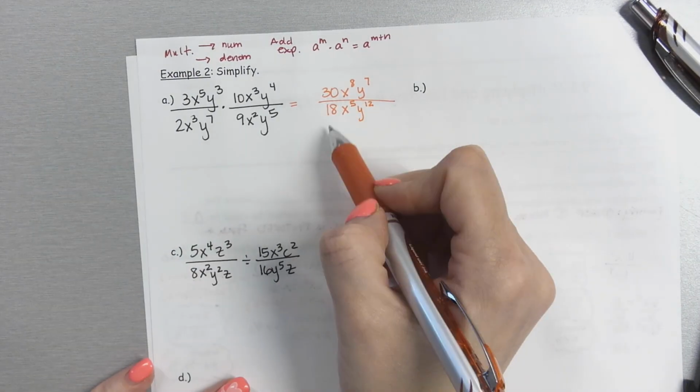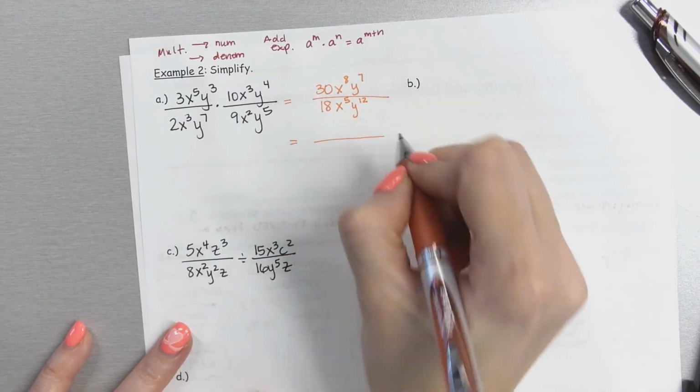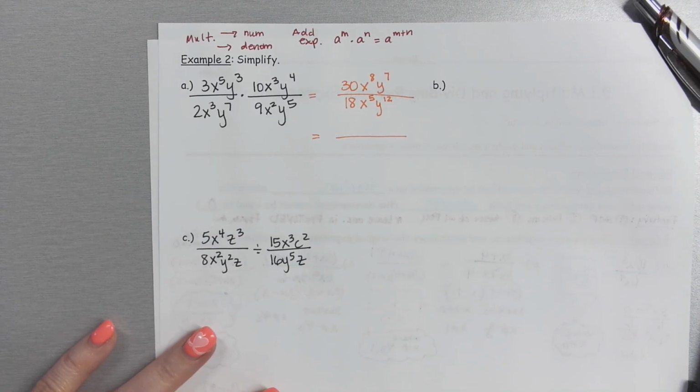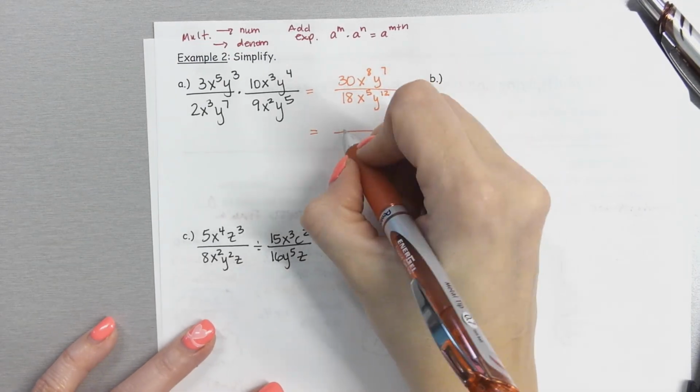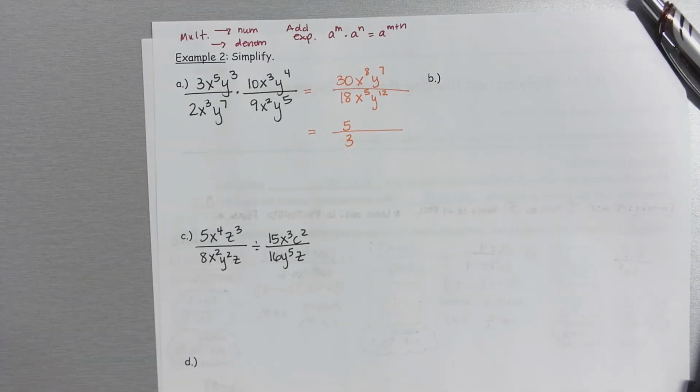Okay, from here, we're just going to reduce the fraction. So 30 over 18, what's the largest number that goes into both? 6. So if you divide by 6, you get 5. If you divide this by 6, you get 3. You can divide by 2. You can divide by 3. You might have to reduce a few times, and that's fine as well.